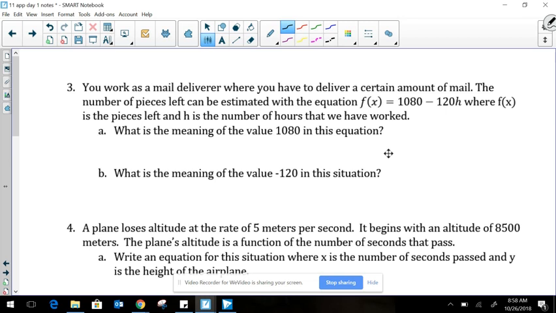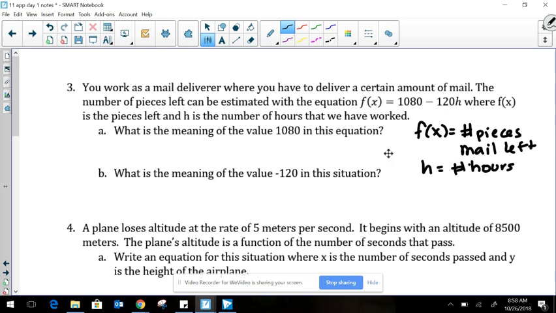Okay, then it's telling us here f of x is equal to the number of pieces of mail left. And h is the number of hours that you've worked. So this equation is saying, okay, this number here, that's the amount of mail that you're starting with. This is like your to-do list. I have 1,080 pieces of mail that need to be sorted. So that's what I'm going to write for the meaning of this number in the equation. So the number of pieces of mail that need to be sorted.